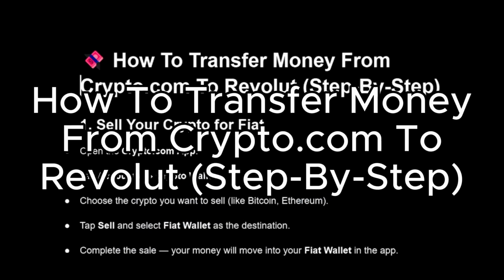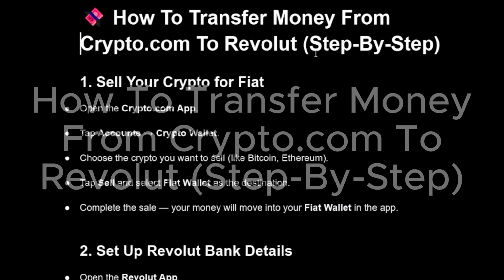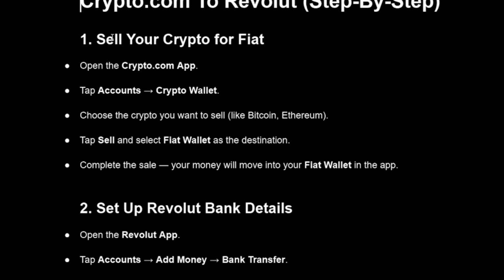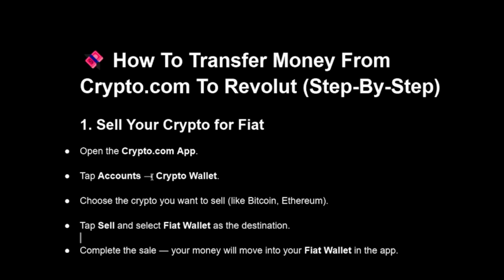To transfer money from crypto.com to Revolut. So first thing you can do is sell your crypto for fiat. So open the crypto.com app, tap accounts to the crypto wallet, choose the crypto you want to sell like Bitcoin or Ethereum, then tap sell and select fiat wallet as the destination. Then just go ahead and complete the sale and your money will move into your fiat wallet in the app.